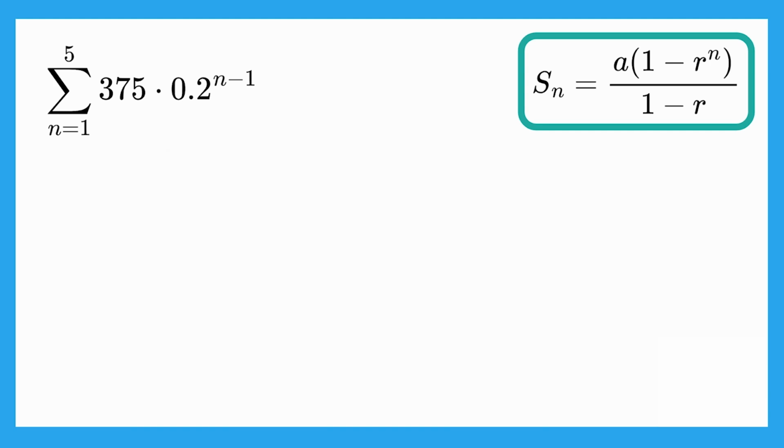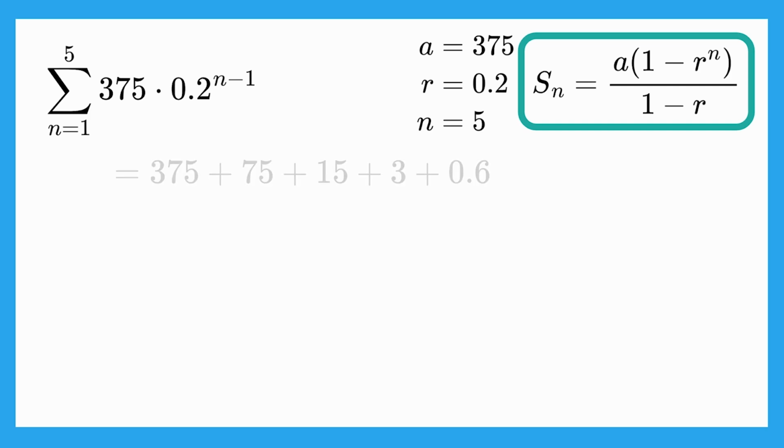Let's go over this series together. The first term is 375. The common ratio is 0.2, and there are 5 terms in the series. Since it's a relatively short series, it's feasible to find the sum simply by listing the terms and then adding them manually, for a total of 468.6.